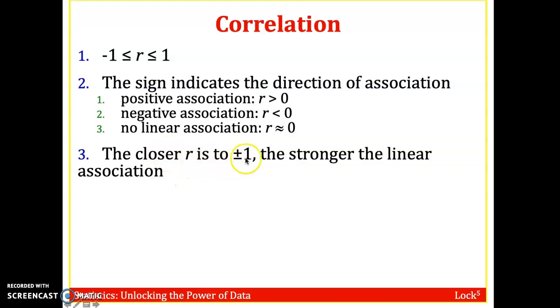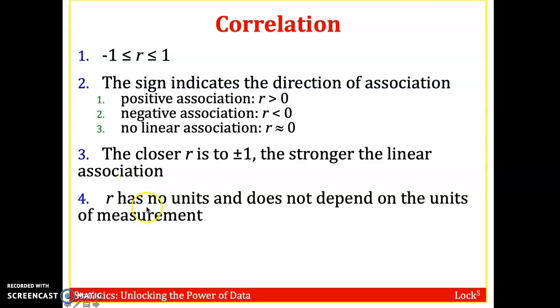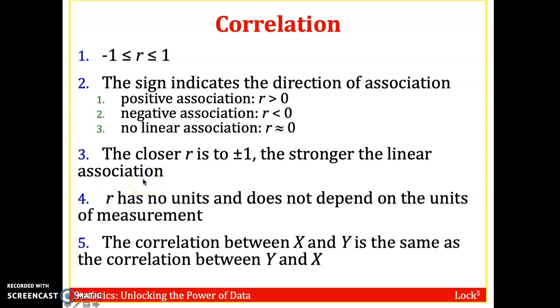The closer r is to plus or minus 1, the stronger the linear correlation. R has no units and does not depend on the units of either variable. I didn't mention this last time, but if you switch the variables, changing x and y, we would get the exact same correlation. So it doesn't matter which variable you pick to be x and which to be y. That will change the line of best fit, but we'll talk about that in Chapter 2.6.